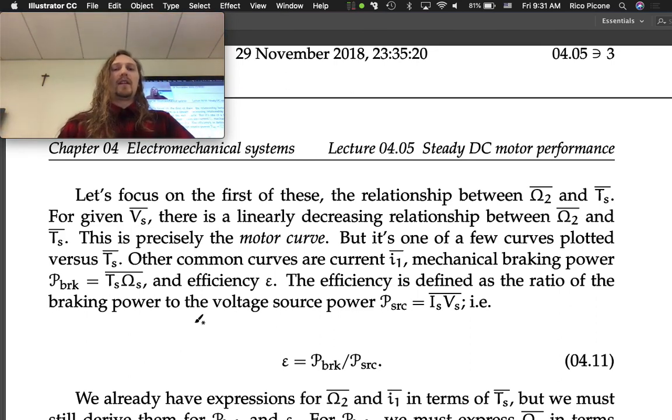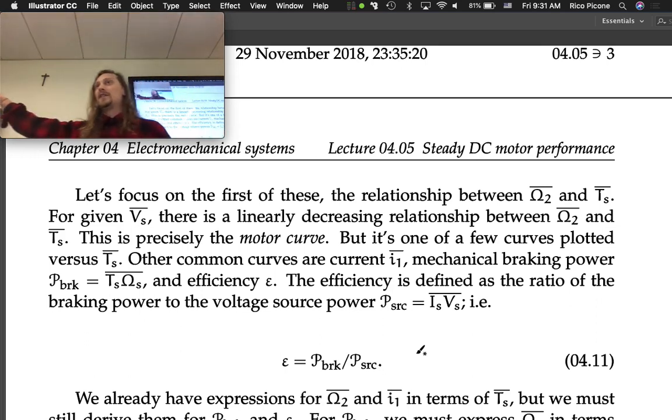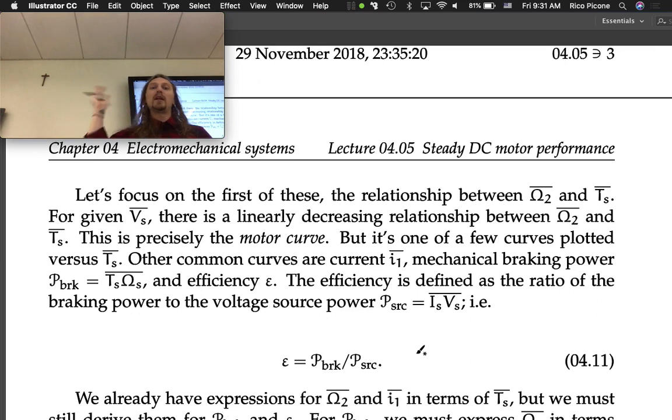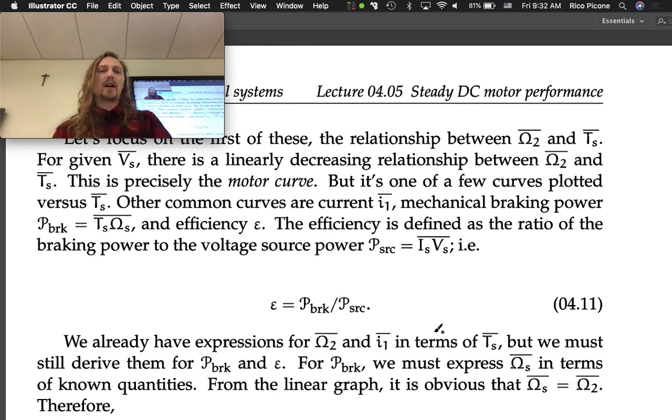So the efficiency then is the amount of power that the brake is dissipating over the power that your source is delivering. So how much of that power from the source is being delivered to the load? That's like the real efficiency question. And we're going to plot that too. We're going to plot the efficiency for different speeds and torques. So those are the different curves we're going to plot.